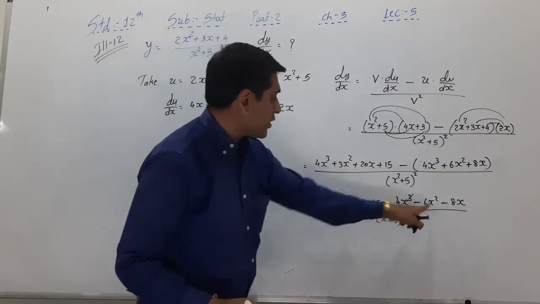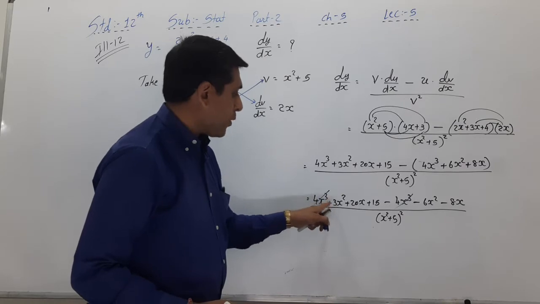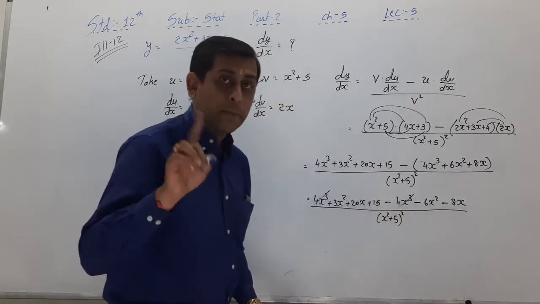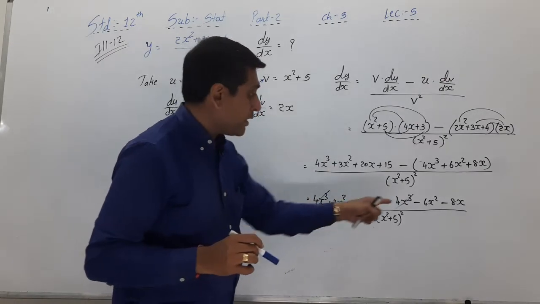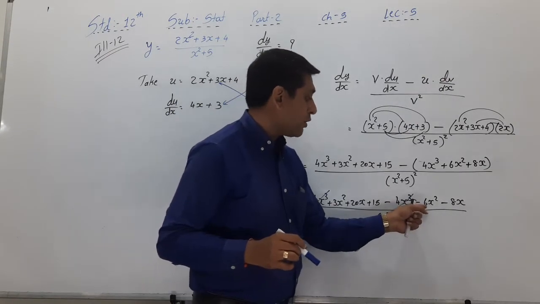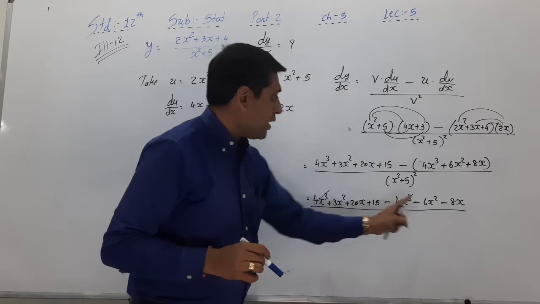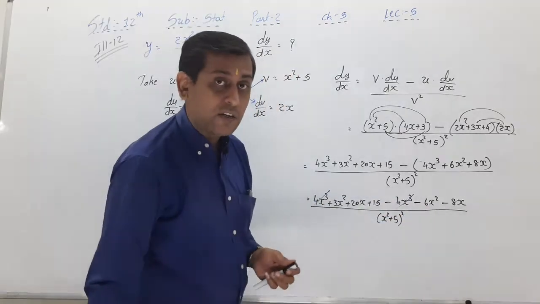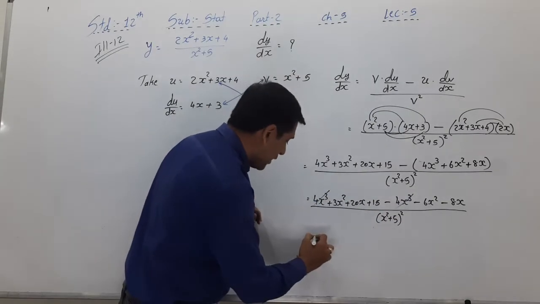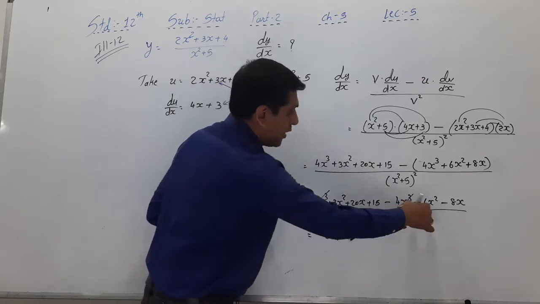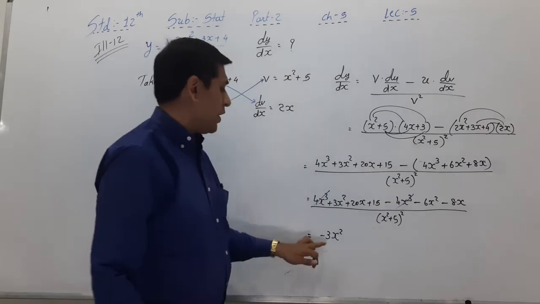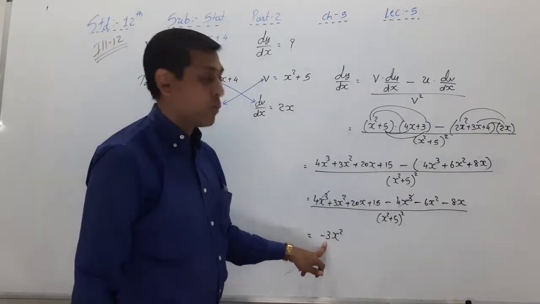3x square and 6x square: plus and minus, so take the sign of the higher amount, that is minus. 3 minus 6, that's why minus 3. Here I am writing that minus 3x square plus 3x square minus 6x square is minus 3x square.